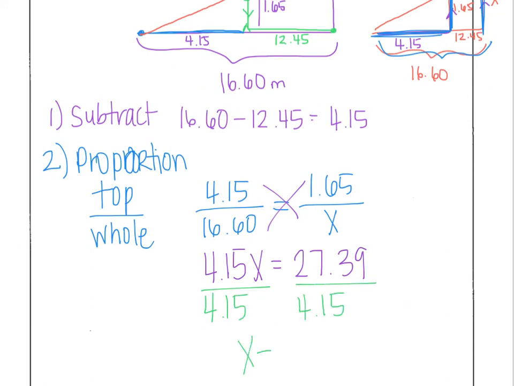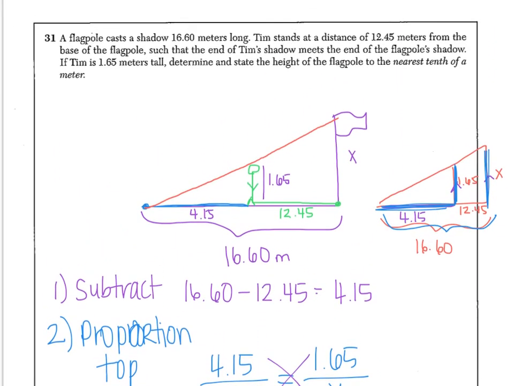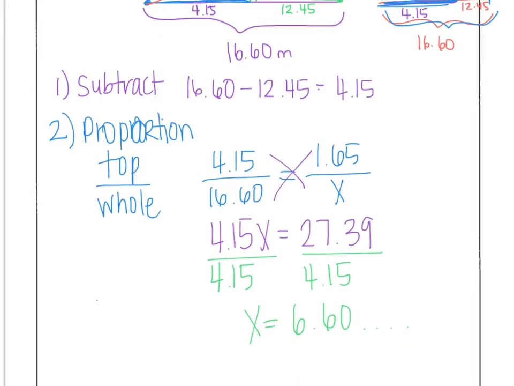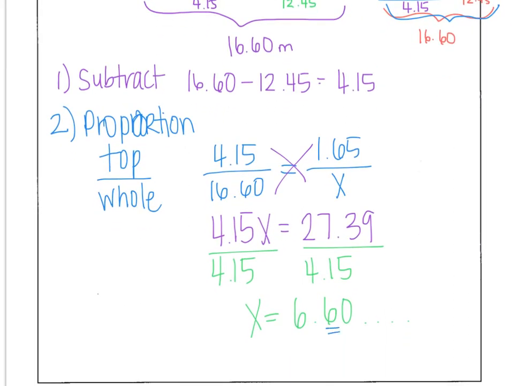So then x equals 6.60, and then there's more decimals after that. But we are asked to round to the nearest tenth. Tenths place is the 6 after the decimal. Looking to the right, the 0 tells me to keep it the same. So the height of the flagpole is 6.6 meters.